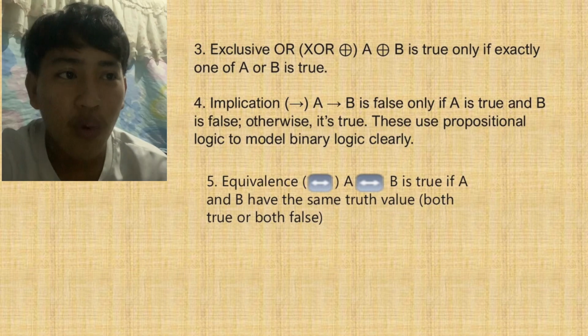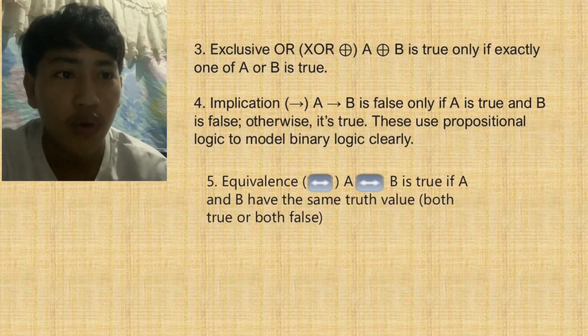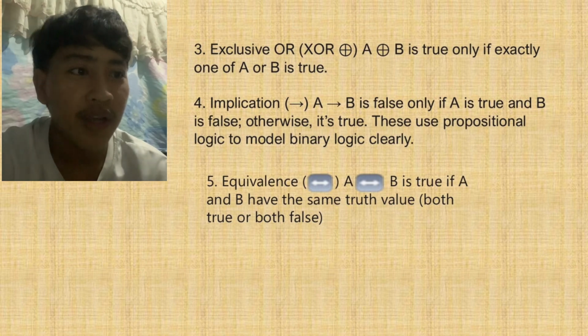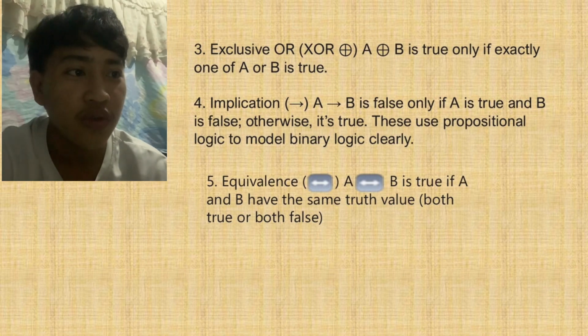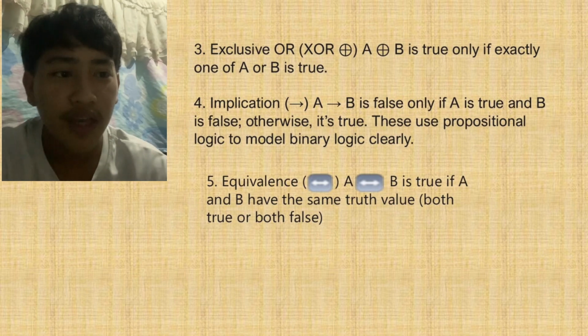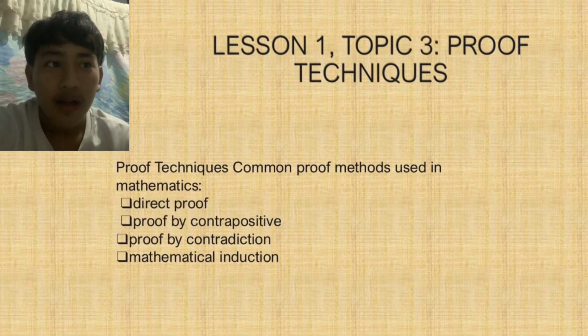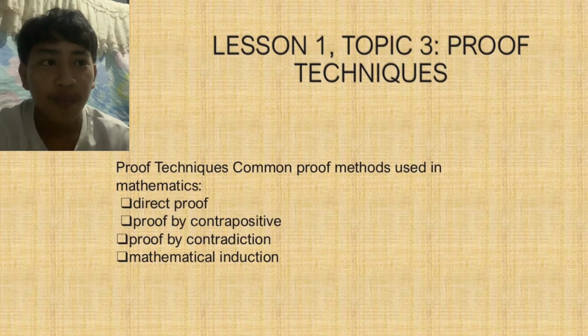Exclusive OR, XOR: A XOR B is true only if exactly one of A or B is true. Implication: A implies B is false only if A is true and B is false, otherwise it is true. This uses propositional logic to model binary logic clearly. Equivalence: A is equivalent to B is true if A and B have the same truth value, both true or both false.